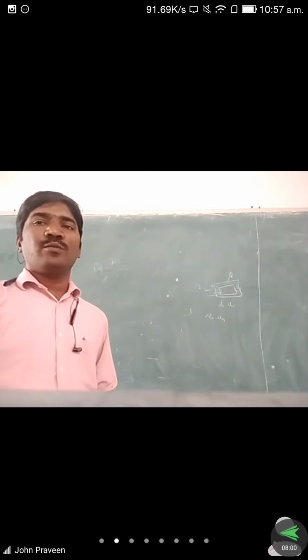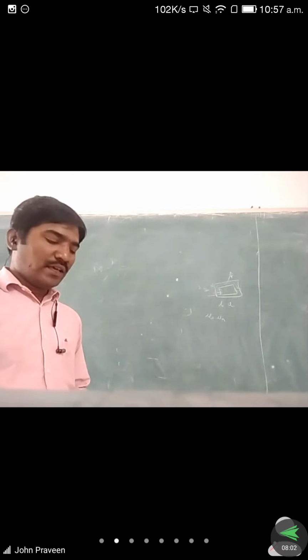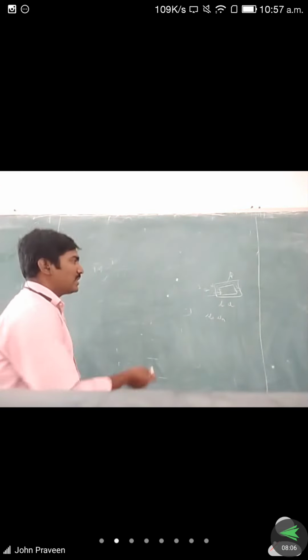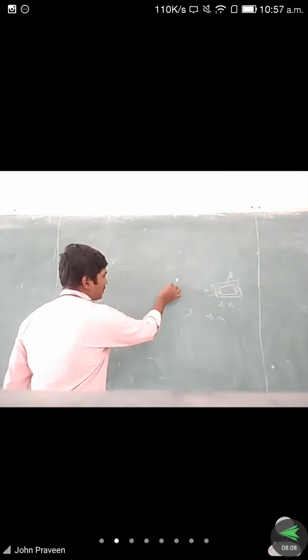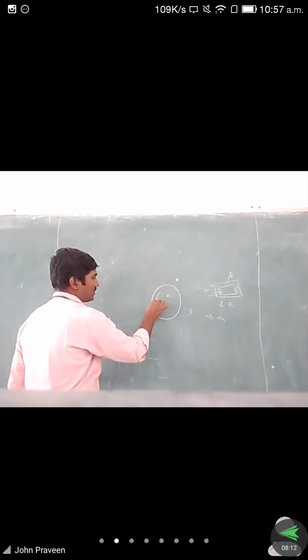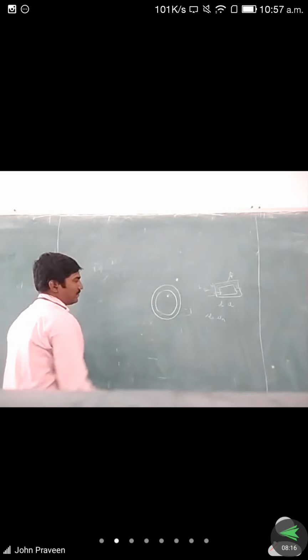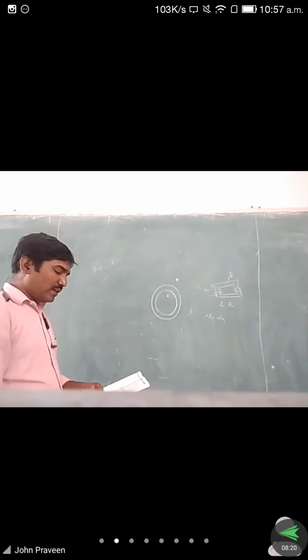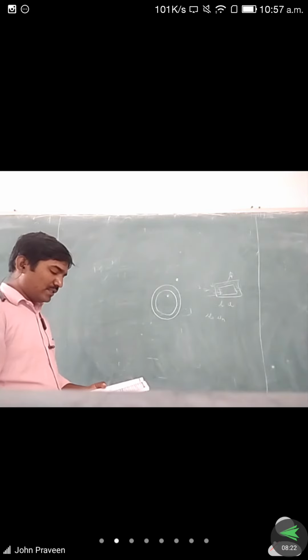So what is given in the problem? He has given an iron ring. There is no air gap, so it is a completely closed path. This is a circular shape ring that we have taken. And what does he want to explain? It has the mean circumference.